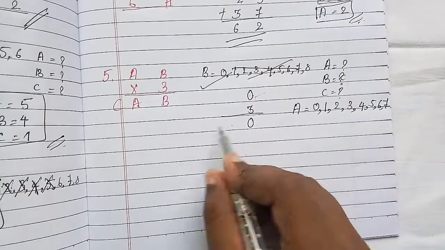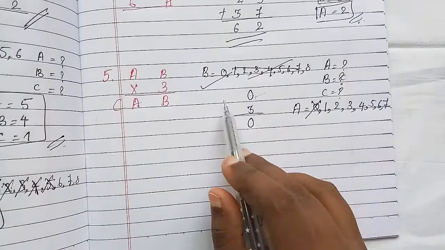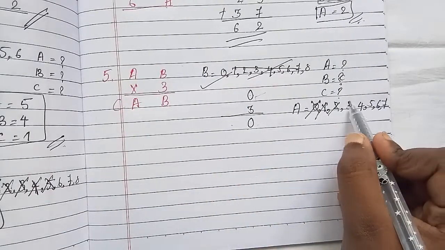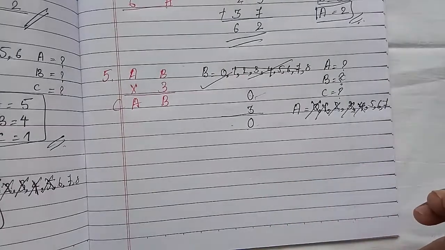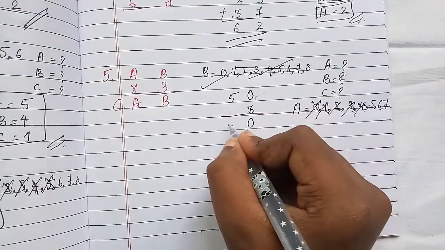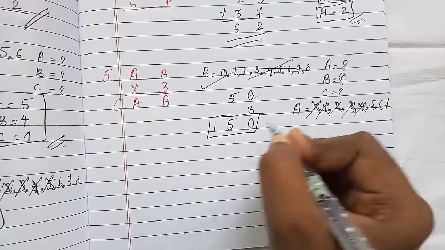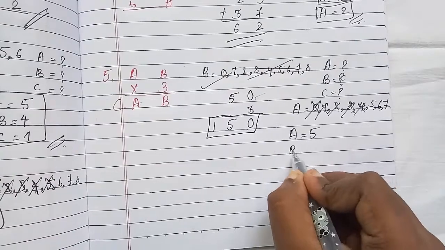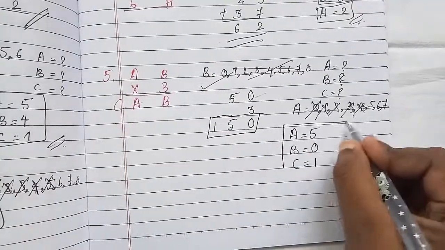3 zeros are 0. Because there is no formation of C, that's why it's also wrong. 3 1s are 3. There is no formation of C. 3 2s are 6. Wrong. 3 3s are 9. 4 3s are 12. 5 3s are 15. See, 5 3s are 15, 1 5, 5 5. The value of A is equal to 5. B is equal to 0, C is equal to 1.